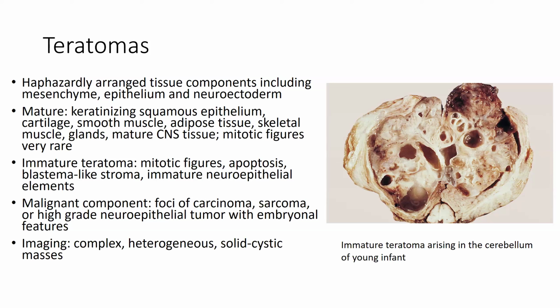The imaging characteristics are very similar to outside the CNS. They're complex, heterogeneous cystic masses, and they can be quite large. In this image on the right, you can see a small rim of normal or compressed but non-neoplastic cerebellum at the edge of the tumor, and then a very large tumor basically taking up the whole cerebellar hemisphere in this young infant. This ended up being an immature teratoma, and when these occur in neonates, they unfortunately have a very poor prognosis.